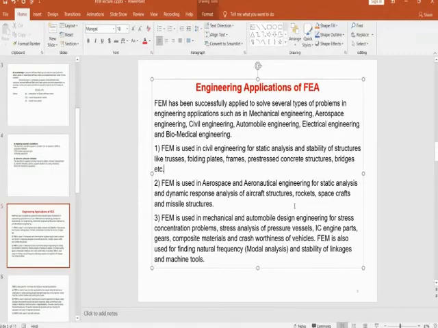Then in mechanical and automobile engineering, FEM is used for stress concentration problems. If there is any stress concentration, due to that stress concentration, that component or material may fail. So in order to find out at what location the stress concentration is occurring, they will be using FEM.